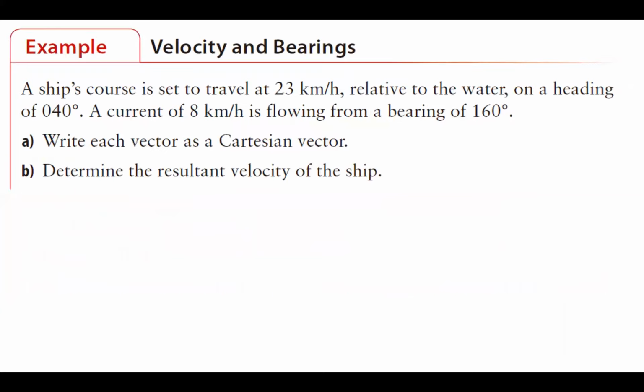All right, if no questions, let's have a look at the last example. A ship's course is set to travel at 23 kilometers per hour relative to the water on a heading of 040 degrees. A current of 8 kilometers per hour is flowing from a bearing of 160 degrees. A, write each vector as a Cartesian vector. B, determine the resultant velocity of the ship. Again, I'll give you 5 minutes to have a look at this question by yourself.